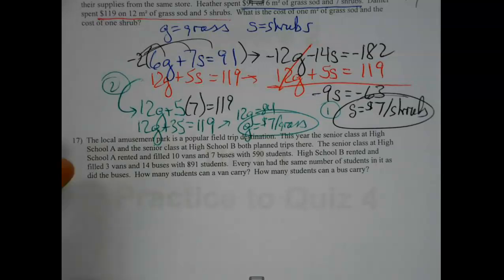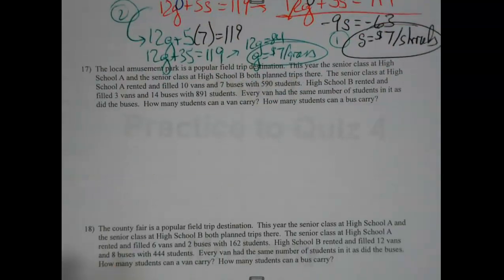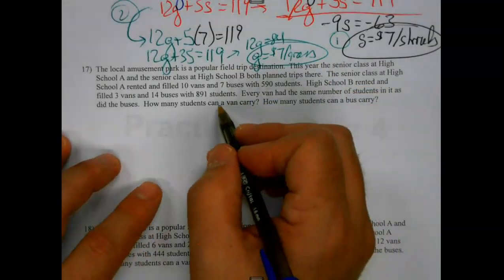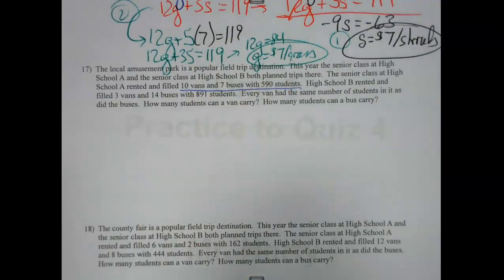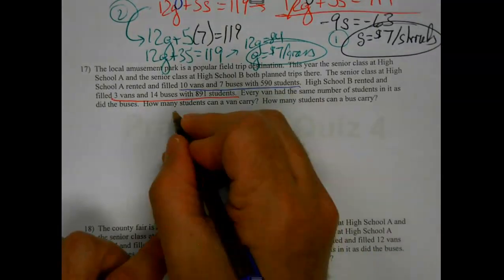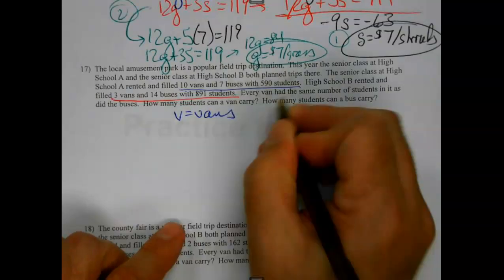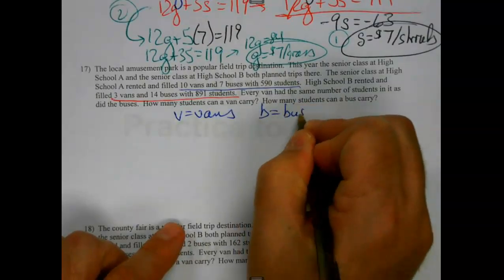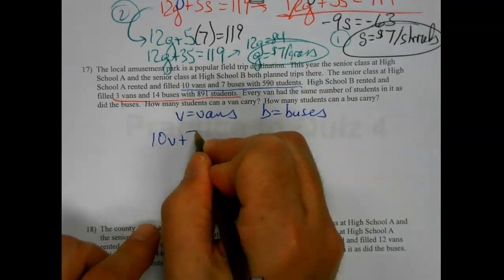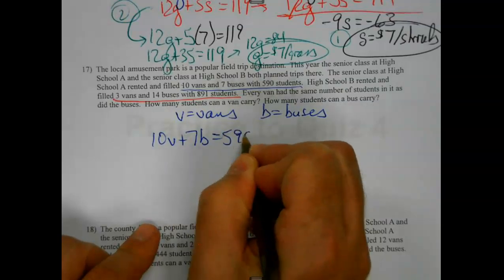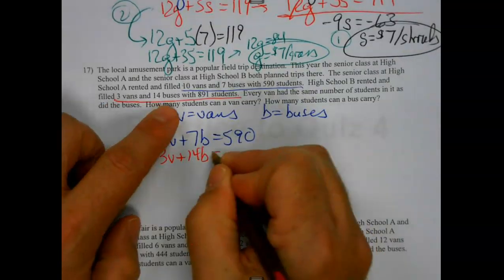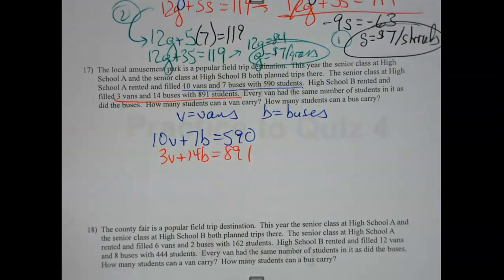So one more, because the last two are kind of the same. So I'm only going to bust out with one of these. So, all right, find those sentences with numbers. Sentences with numbers. Okay, we got us some vans. We got us some buses. Right there. 10 vans, 7 buses, 590 students. 3 vans, 14 buses, 891 students.